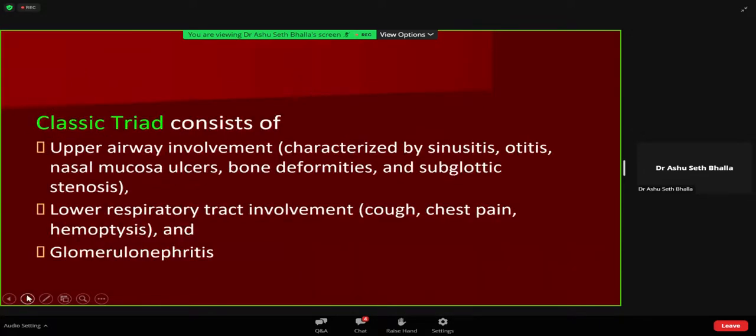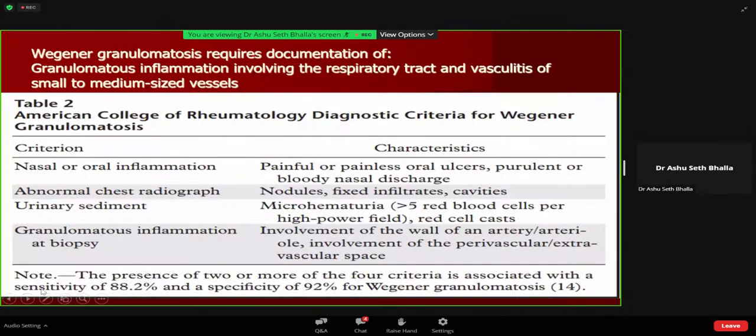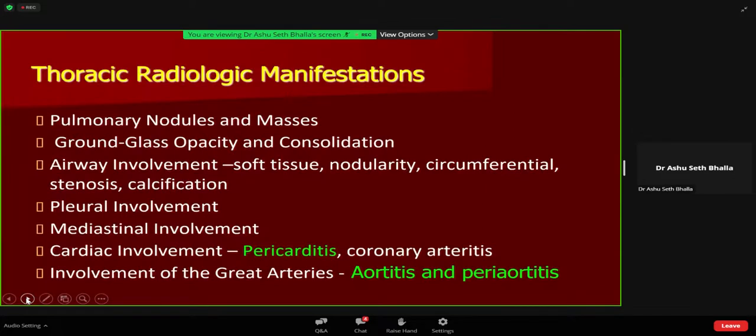So the classic triad of GPA is upper airway involvement, lower respiratory tract involvement, and glomerulonephritis. These are the ACR criteria, most of which we have discussed. And we have mostly discussed the pulmonary manifestations. But what I want to point out is that there's a lot of the heart and pericardium which we can report on all non-gated scans, and we need to. They are repeated, so many articles in Radiographics, so many pictorial reviews come out on how much of cardiac can you report on non-gated scans, and actually the answer is a lot.